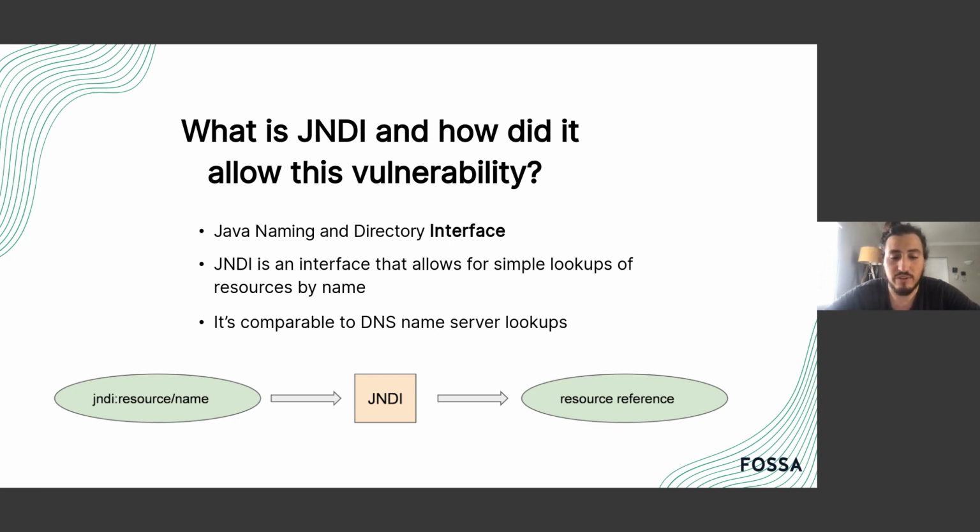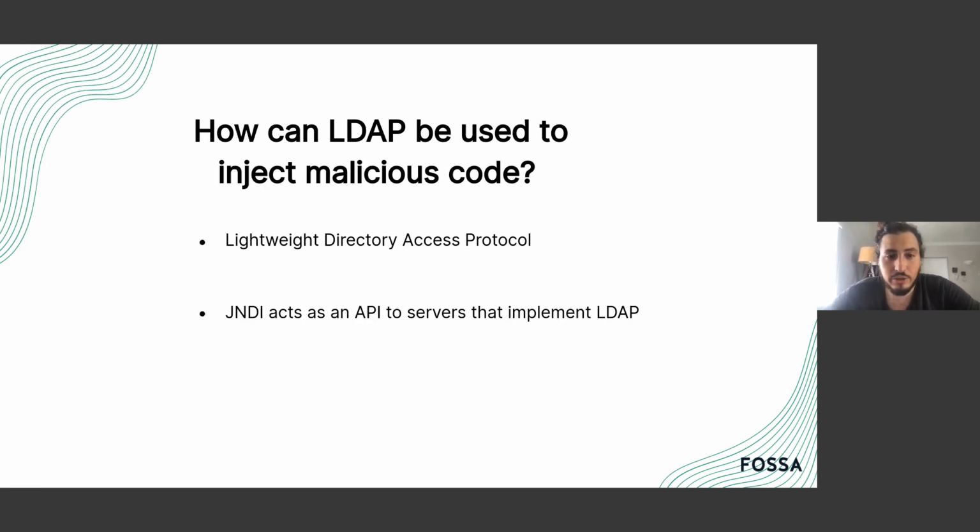Now, what that resource reference can be isn't necessarily important here. It can be a reference to an object, serialized objects, maybe just some data with some attribute. It's just important to know that it will return whatever the resource points to. So LDAP is the implementation of the JNDI interface that allows for the malicious code to be injected. And it stands for Lightweight Directory Access Protocol.